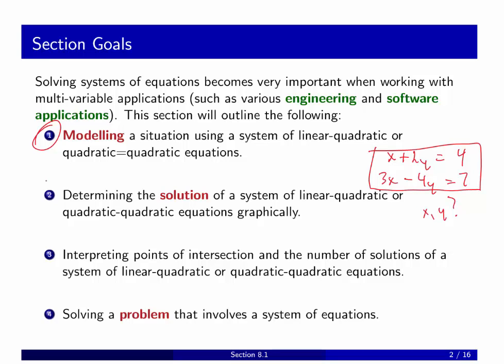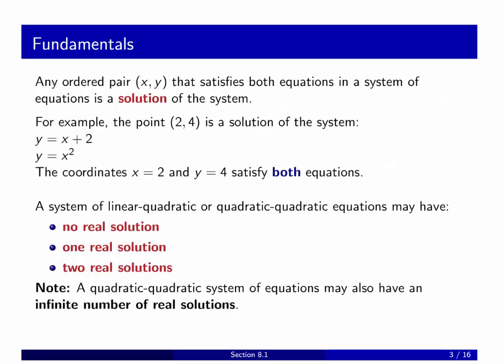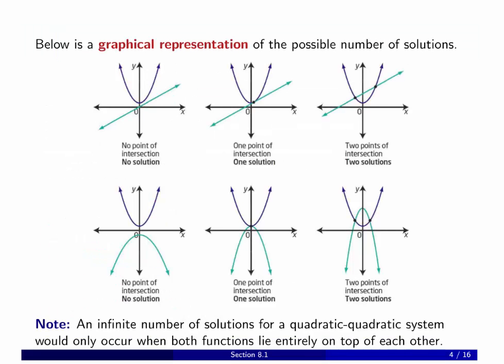So we're going to talk about linear quadratic systems and quadratic to quadratic systems, and then we'll solve some problems. So let's take a look. There are multiple results that can occur when solving these equations. You can have no real solutions, one real solution, two real solutions, and you can also have an infinite number of solutions. I'll show you what these look like.